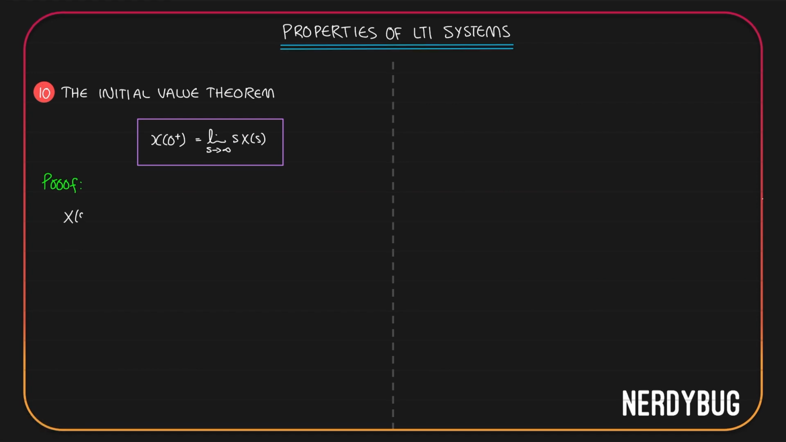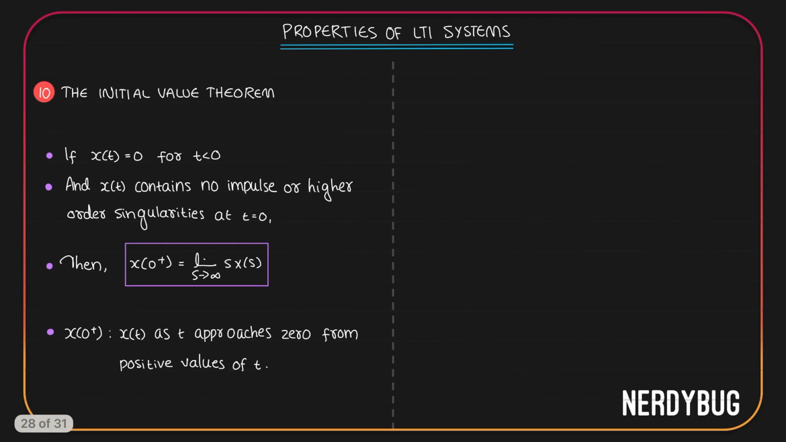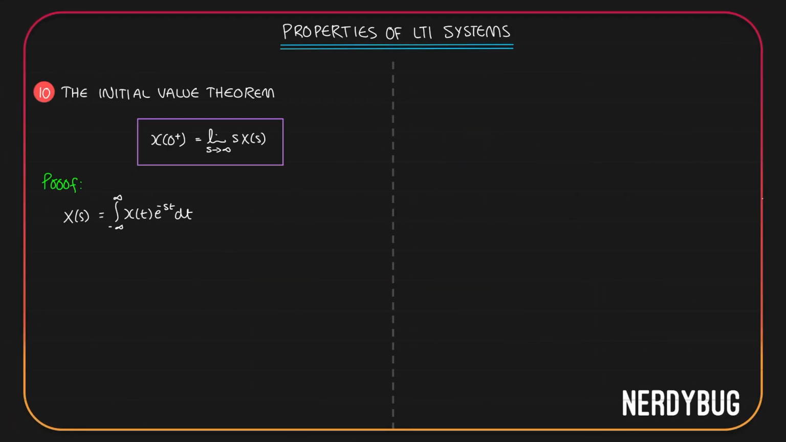Usually when we want X(s), the Laplace transform of x(t), this is how we write: integral from minus infinity to infinity x(t) e raised to minus st dt. But over here, we have a condition for x(t). x(t) is 0 for t less than 0. So we don't really have to integrate from minus infinity to infinity. We can just integrate from 0 to infinity because x(t) is 0 for t less than 0 anyway.